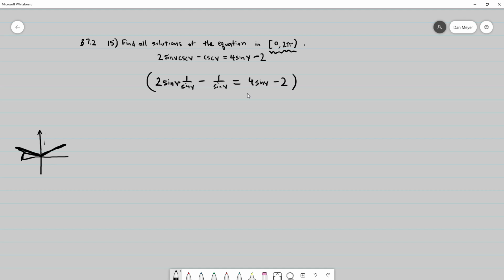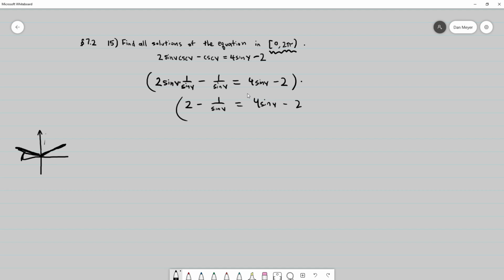If I multiply everywhere by sine v, I can get rid of those fractions. Actually, here they cancel. Let's get 2 minus, when I multiply, oh crap. Let's take this a little bit more slowly. Let's not multiply by sine v just yet. Here, this is 2 minus 1 over sine v is equal to 4 sine v minus 2.